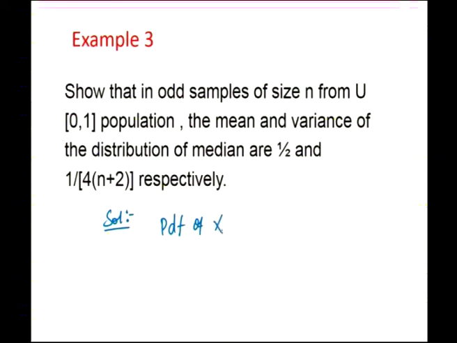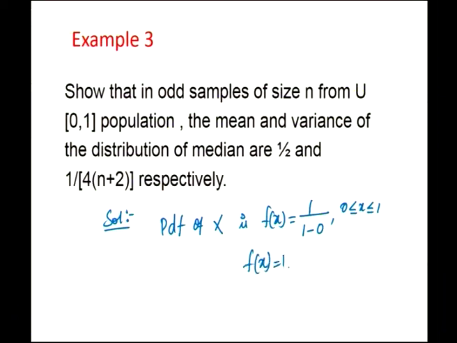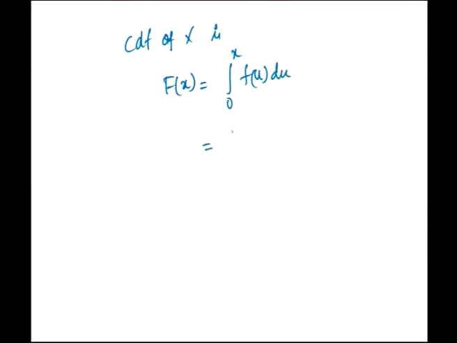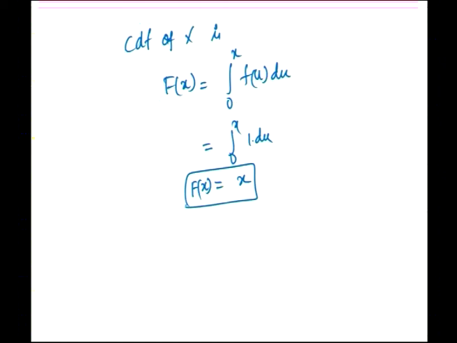PDF of x is f(x) equal to 1/(b minus a), it is 1/(1 minus 0) for 0 less than or equal to x less than or equal to 1. So, therefore, f(x) is equal to 1 for 0 less than or equal to x less than or equal to 1. And what about its CDF? CDF of x is capital F(x) equal to the integral from 0 to x of f(u) du, equal to the integral from 0 to x of 1 du, and this is x. Capital F(x) equal to x.